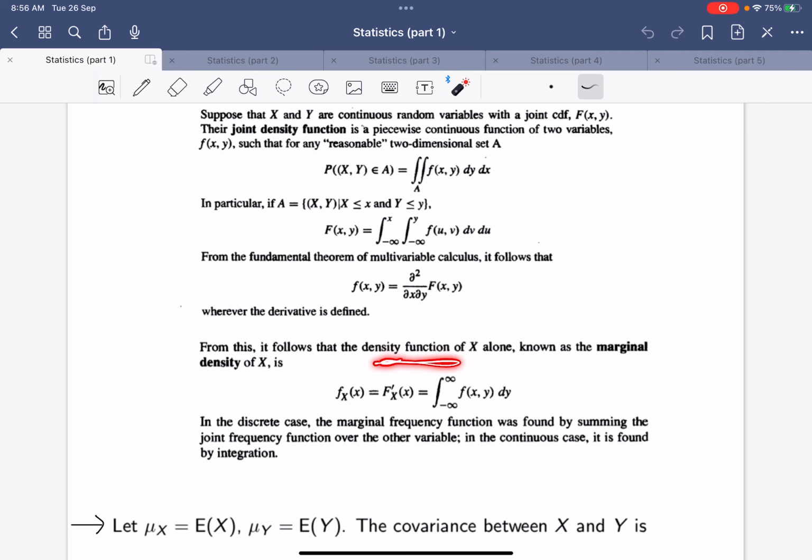From this, it follows that the marginal density function can be found from the joint density. You take this and you integrate with respect to y. So it's like summing it.